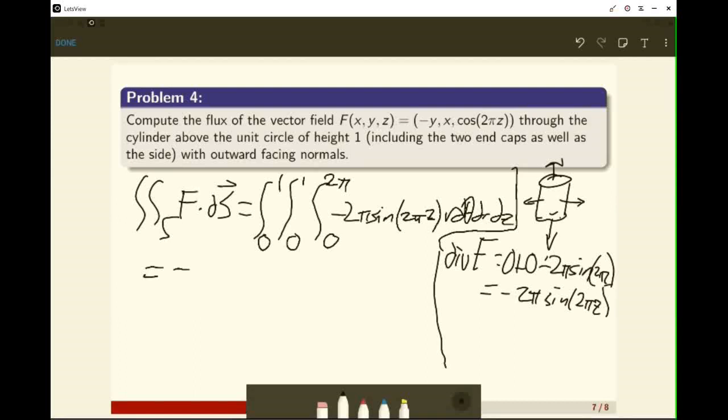We don't depend on theta, so the theta integral is going to give us another factor of 2 pi. The dependence on r is linear, and so r is going to anti-differentiate to r squared over 2. And then evaluating that at 1 is going to give us a factor of 1/2. And so we had 2 factors of 2 pi and 1 factor of 1/2, so that's going to leave us with minus 2 pi squared.